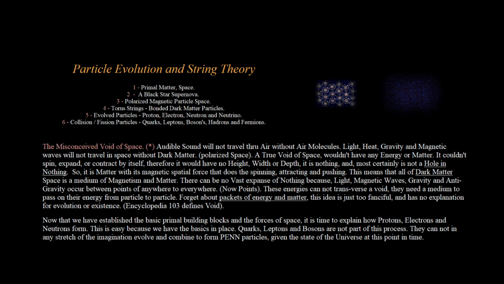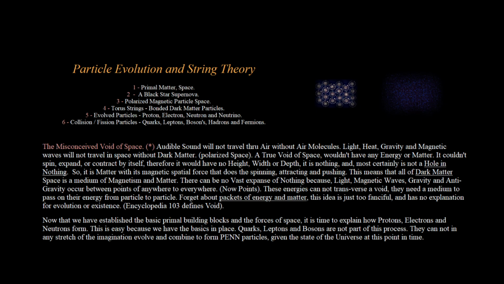Polarized space. A true void of space wouldn't have any energy or matter. It couldn't spin, expand, or contract by itself, therefore it would have no height, width, or depth. It is nothing, and most certainly is not a hole in nothing. So, it is matter with its magnetic spatial force that does the spinning, attracting, and pushing. This means that all of dark matter space is a medium of magnetism and matter.